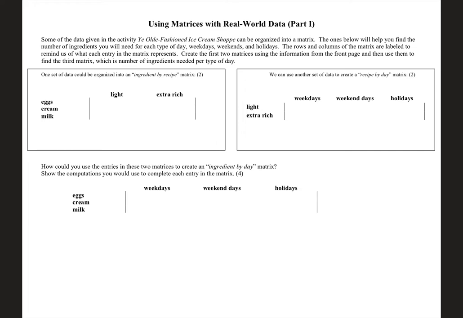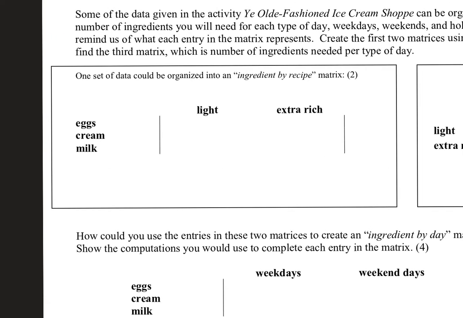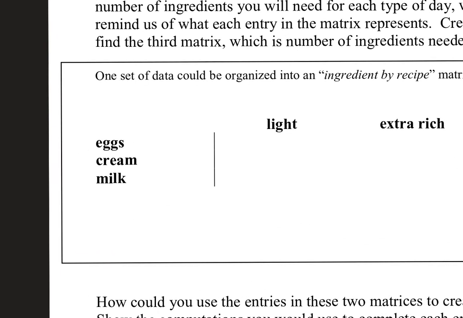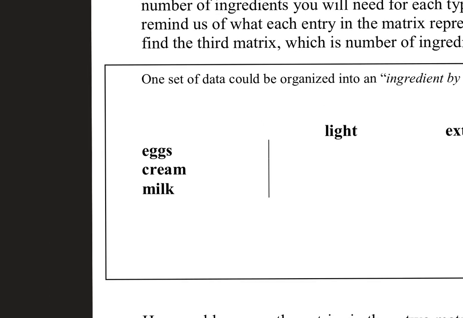All right, so these first two in the boxes, let's just start with this one on the left here. These should have been filled in from reading through the directions, because they said you've got two types of ice cream you're making, extra rich and light, and the ingredients that are required are the following. So let's start with the light ice cream.